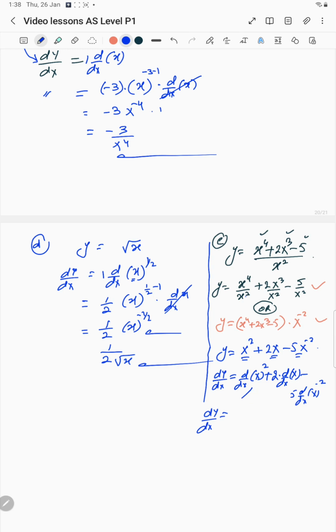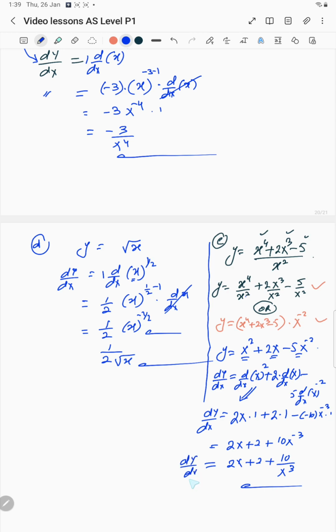what is the differentiate of this? As you know, 2x and x become 1. This becomes 2 times, this goes minus, and minus 2 for the 10 x power minus 3 times 1. So 2x plus 2 plus 10 x power minus 3, or 2x plus 2 plus 10 over x cubed is the final answer we are looking for.